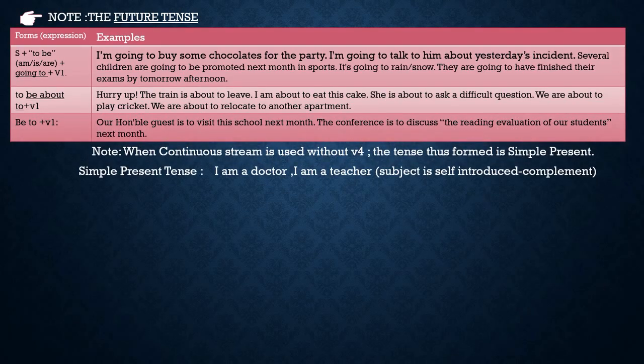Please note, when continuous stream is used without V4, the tense thus formed is simple present. One example, simple present tense, I am a doctor, I am a teacher. Here, subject is self-introduced complement. Please note that in the above example for the future tense, the be form of verb we have used.